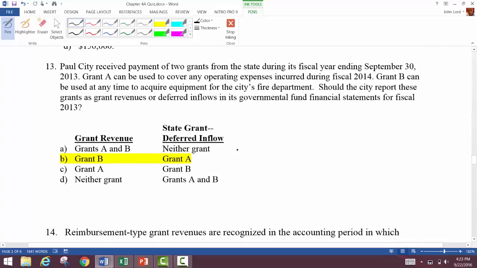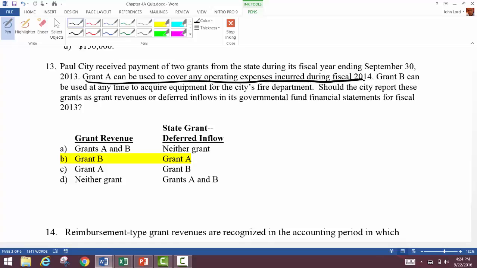Okay, good. Number 13, Paul City received payment of 2 grants from the state during the fiscal year ending September 30th, 2013. Grant A can be used to cover any operating expenses incurred during fiscal 2014. Is that a time requirement? Here we go, the time requirement. Grant B can be used anytime to acquire equipment. That is no time requirement on that, right?